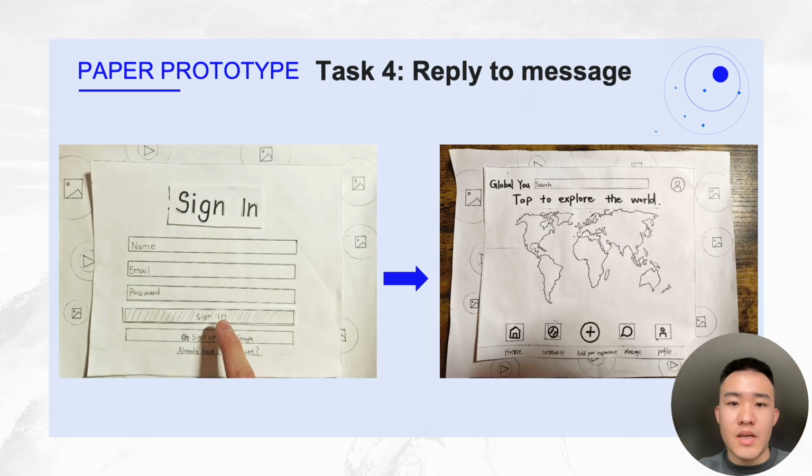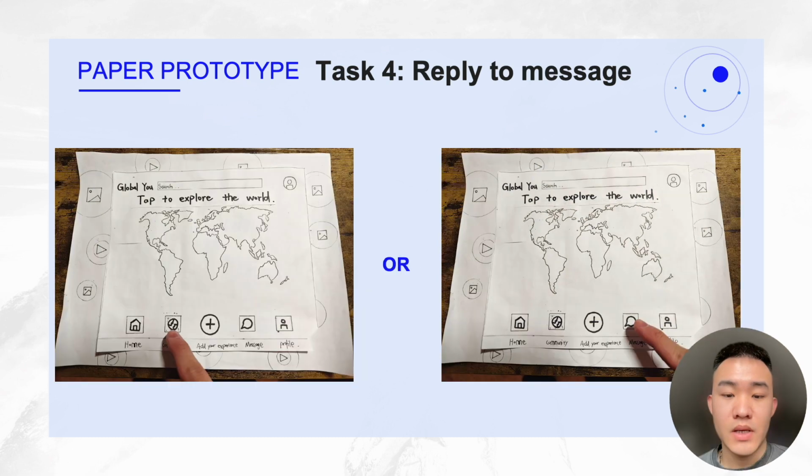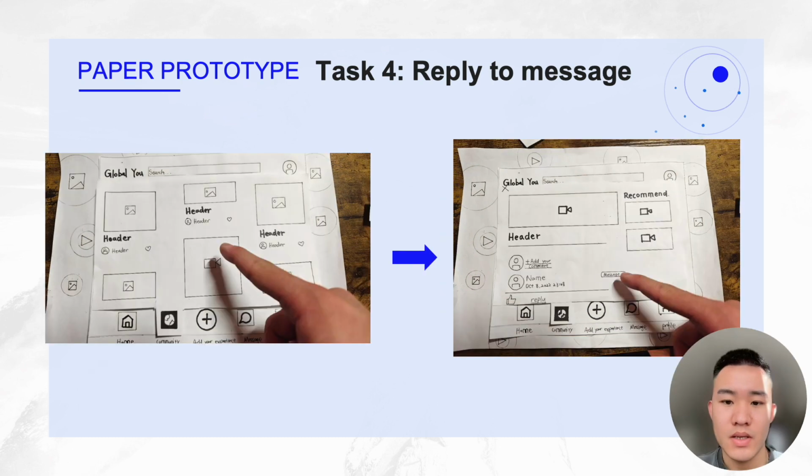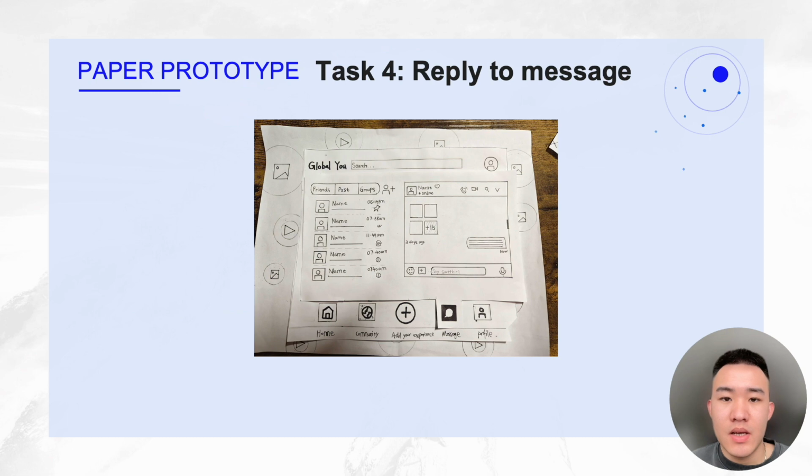Hi, I'm Zoe. I will continue with task 4. Task 4 is replying to a message. There are two ways to reply to a message. After logging into the homepage, the user can enter the chat directly by selecting the chat box icon below the homepage interface. Another way is to enter the community by clicking on the Earth icon. Then the user can select the content they're interested in and click on it. After that, the user will be navigated to the detail interface of the content publisher. At the end, the user can enter the chat interface by clicking on the message button.